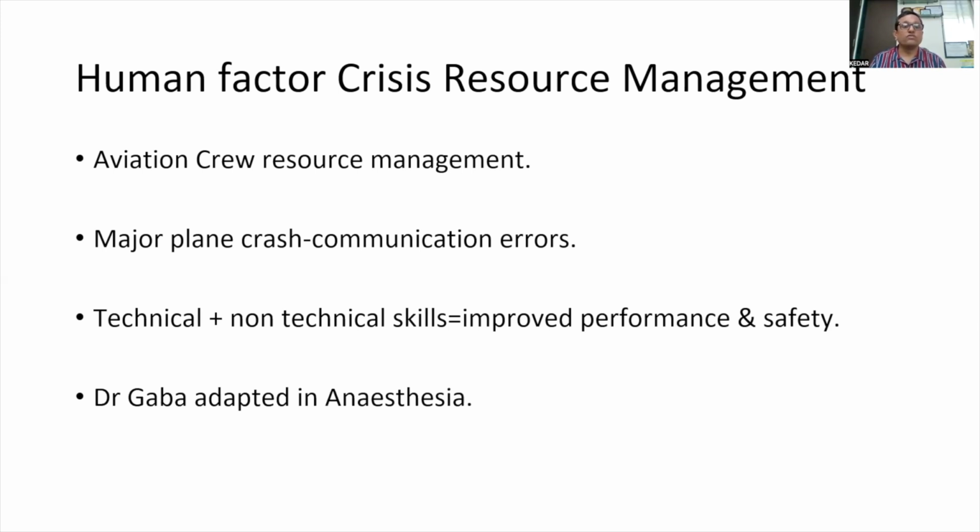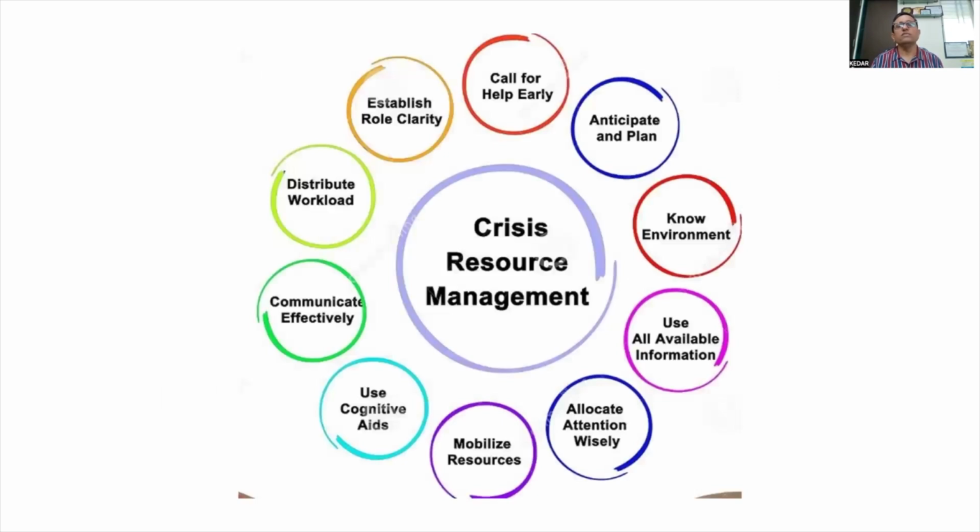This was first adapted by an anesthetist called Dr. Gaba. So these are mainly the principles of crisis resource management. The first and foremost is call for help early. You need to anticipate and plan. You know your environment. Use all available information. You have to allocate your attention wisely. Mobilize the resources. Use cognitive aids. Communicate effectively. Distribute workload. Establish role clarity.